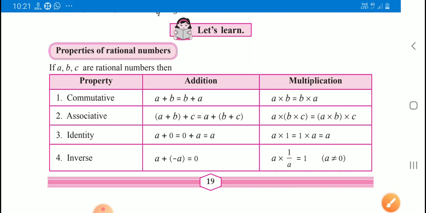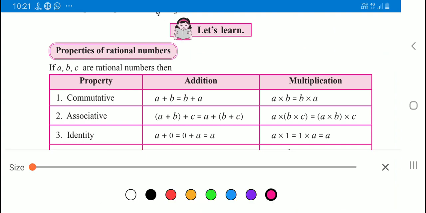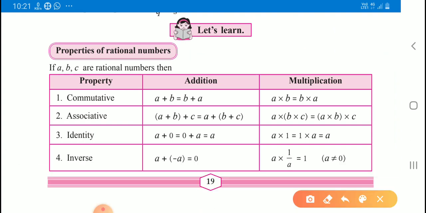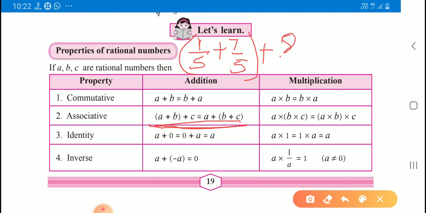Now we will go to the next property, that is the associative property. Okay, the associative property for addition we will see. a plus b plus c is equal to a plus in bracket b plus c. Suppose we take a and b as 1 upon 5 plus 7 upon 5. First we will write these in bracket, plus c as 8 upon 5.